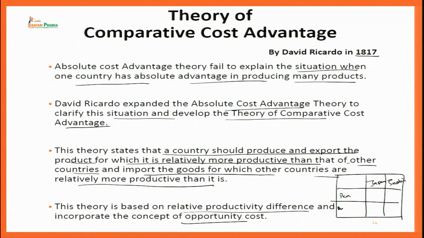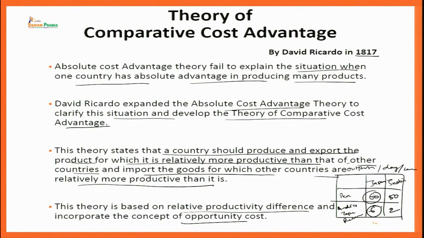They are producing pens and audio tape recorders, and the output is generated on a per day basis per labor. So, if Japan is producing 60 pens and 6 audio tape recorders, and in case of India, let us assume 50 pens and 2 audio tape recorders. So, here what we find is that Japan is good in producing both commodities. They are good in producing pens as well as audio tape recorders.